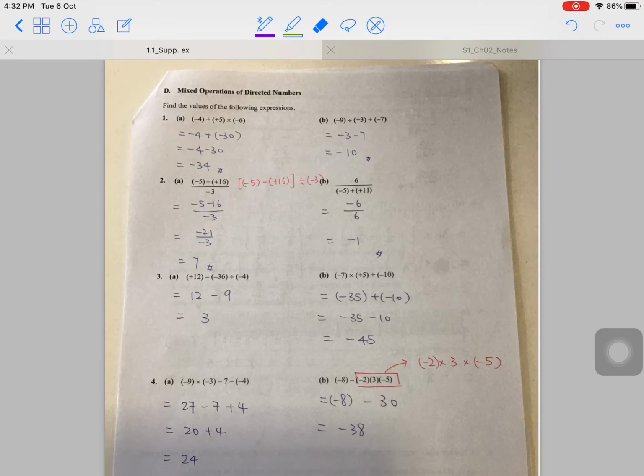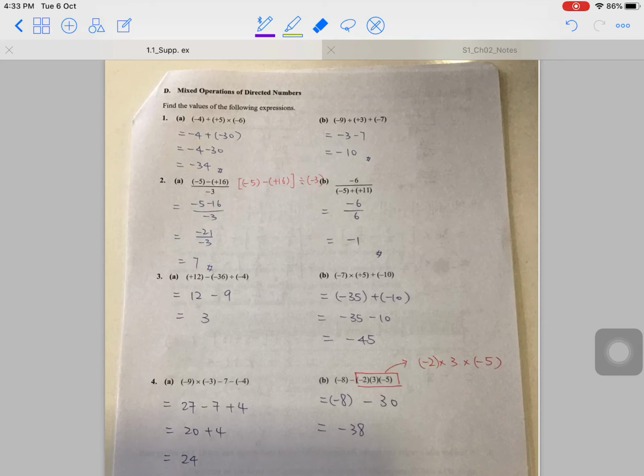Today I would like to talk about page 17. You look to page 17. It is about the mixed operation of directed numbers. The rules are the same as the mixed operation of the numbers you calculate in your primary school, 四則運算, okay?